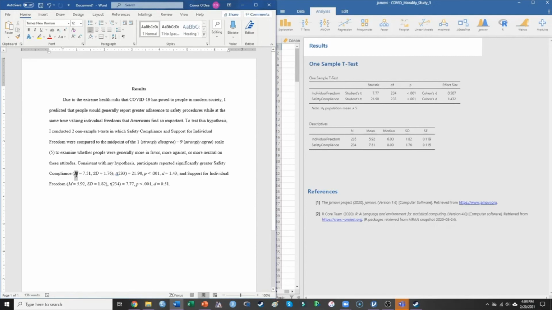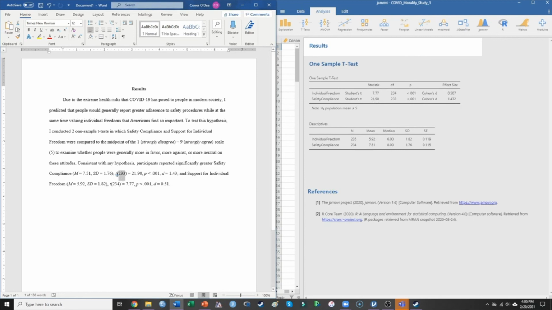Make sure you always italicize all non-Greek letters. So we're italicizing the p, we're italicizing the t, we're italicizing the d, the M, the SD. So I'm saying the mean was 7.51. Standard deviation was 1.76. Again, I'm getting those values right over here. I say t with 233 degrees of freedom. You can see that that value was taken from right here, is equal to 21.90, which is the statistic right here.